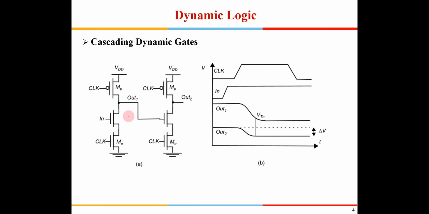Now there is one more issue. We cannot cascade dynamic gates. Okay, there is an issue in cascading dynamic gates. Cascading means one dynamic gate driving another dynamic gate. For simplicity, it is just shown as one inverter driving another inverter. It need not be an inverter, but it could be a complex dynamic gate also.